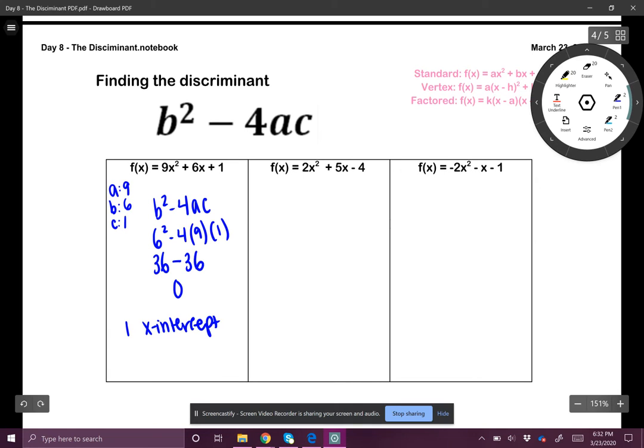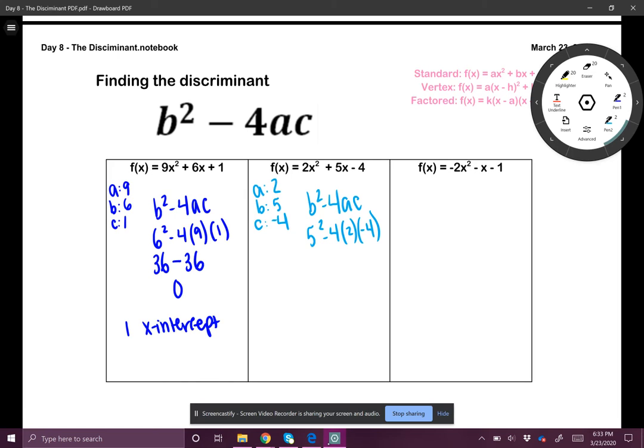Let's move on to our next one. Here we're going to highlight our a, b, and c values. a is 2, b is 5, and c is negative 4. So let's use our formula, b squared minus 4ac. Here we'd have 5 squared, minus 4 times a, which is 2, times c, which is negative 4. 5 squared gives us 25, minus, and if you notice, we've got a negative and a negative sign, so those are going to end up making this a positive.